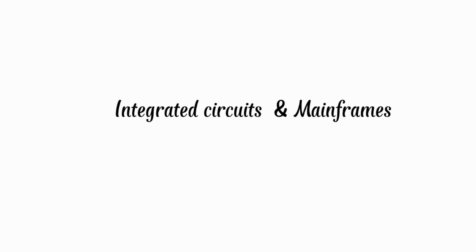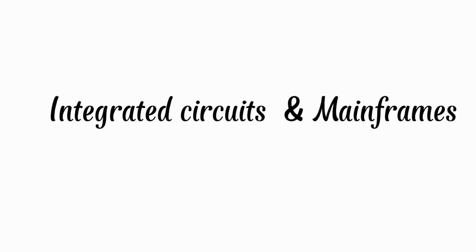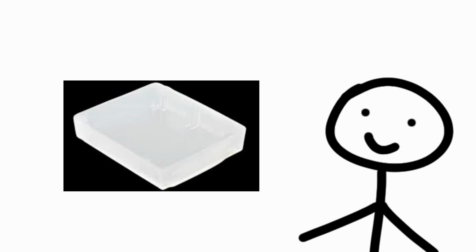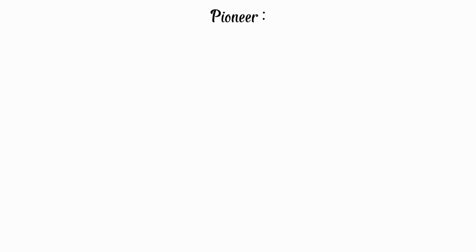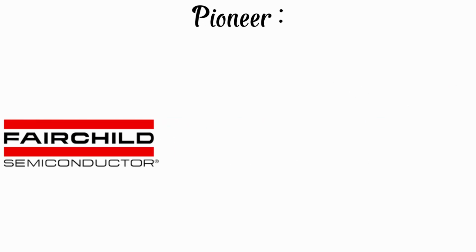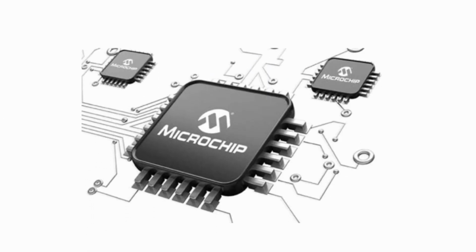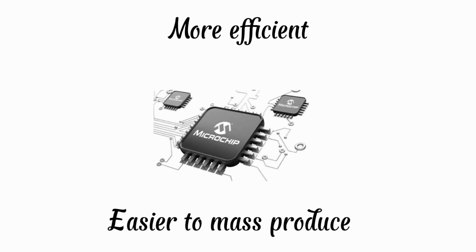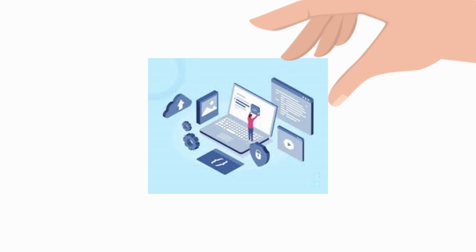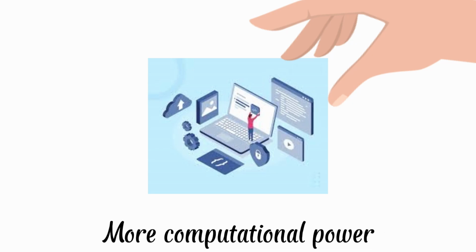Level 4, integrated circuits and mainframes. The next transformative step was integrating multiple transistors, resistors, and other components onto a single piece of silicon, creating integrated circuits, or chips. Pioneers like Fairchild Semiconductor, Texas Instruments, and Intel introduced microchips that were smaller, more efficient, and easier to mass produce. This development allowed computers to pack more computational power into a smaller footprint.